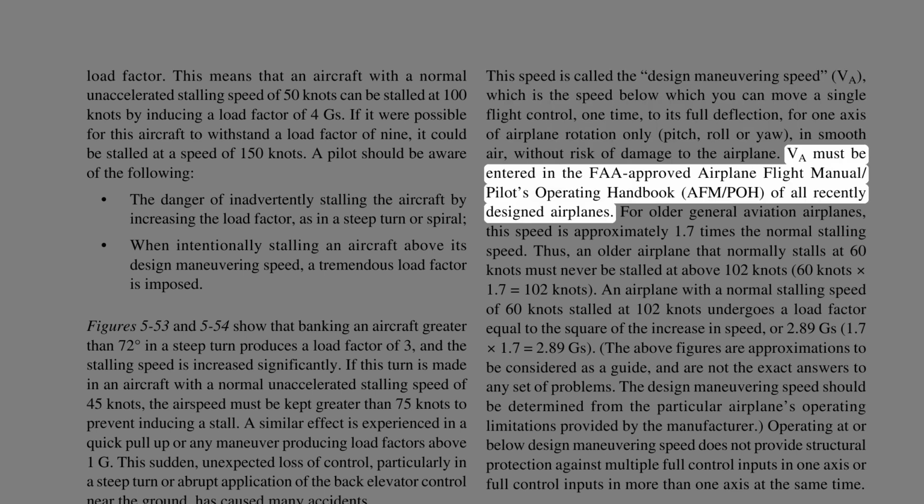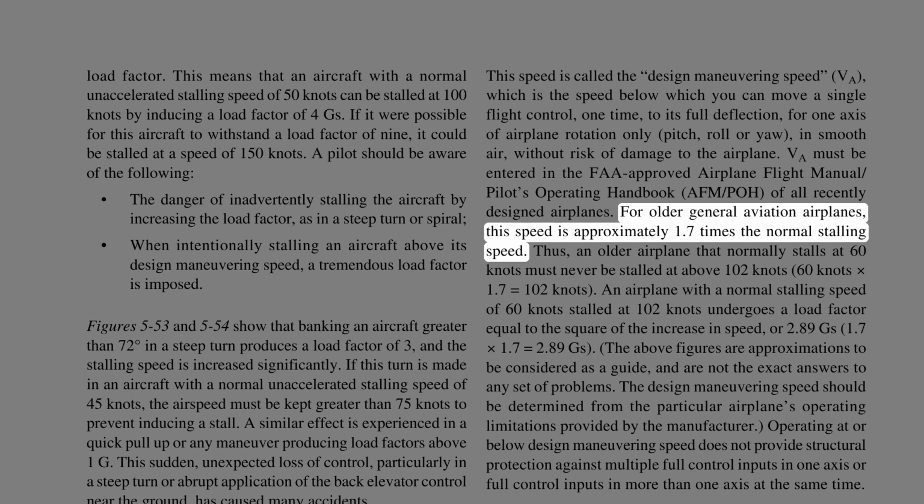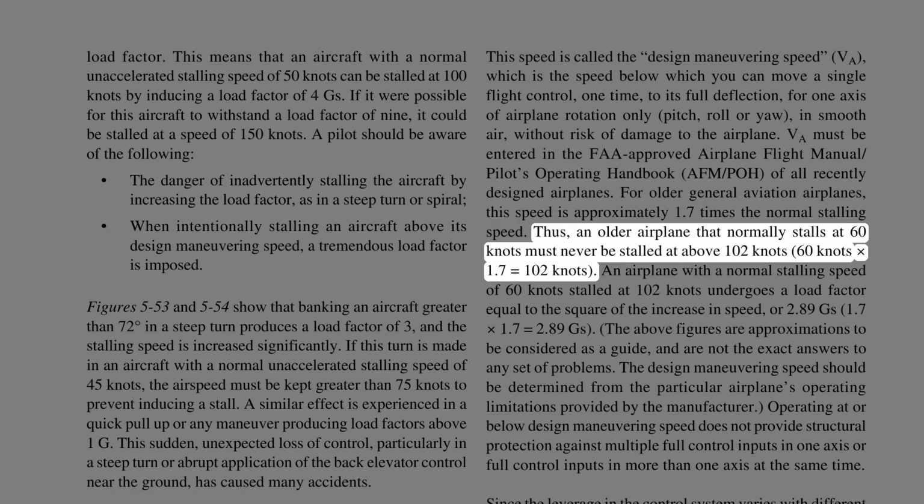VA must be entered in the FAA-approved Airplane Flight Manual, Pilot's Operating Handbook, AFM/POH, of all recently designed airplanes. For older general aviation airplanes, this speed is approximately 1.7 times the normal stalling speed. Thus, an older airplane that normally stalls at 60 knots must never be stalled at above 102 knots. 60 knots times 1.7 equals 102 knots.